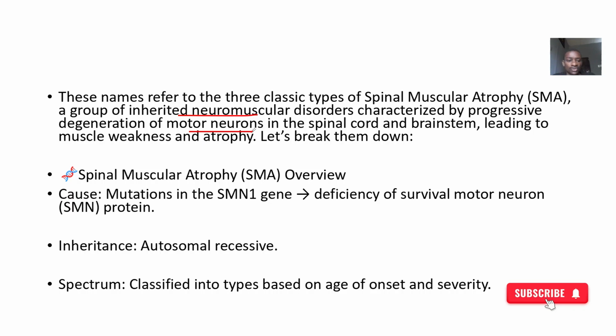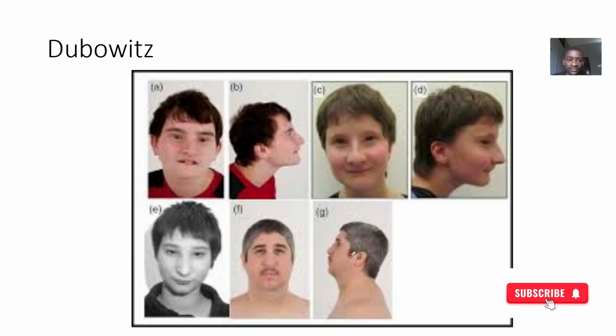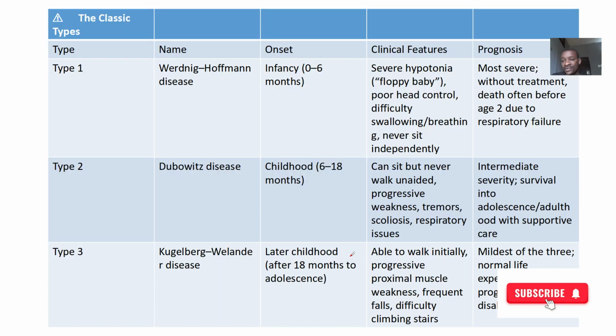Okay. So spinal muscular atrophy is just mutations in a gene known as what? The SMN gene. Okay. So the SMN gene codes for a type of protein in the body known as the survival motor neuron protein. So if the gene is affected, the survival motor neuron protein is also affected. So inheritance is autosomal recessive. The spectrum is classified into types based on the age of onset and severity. So let's look at them one by one now.